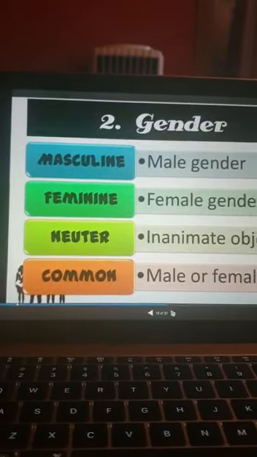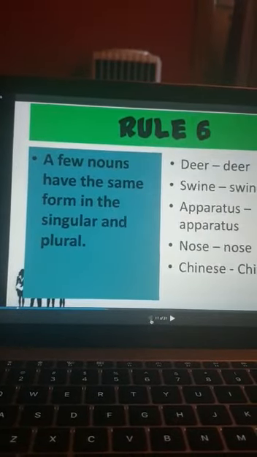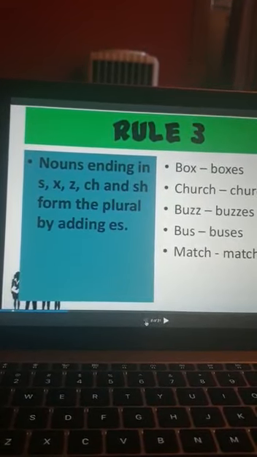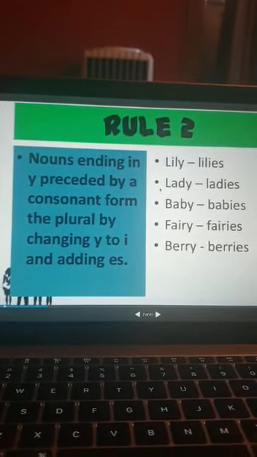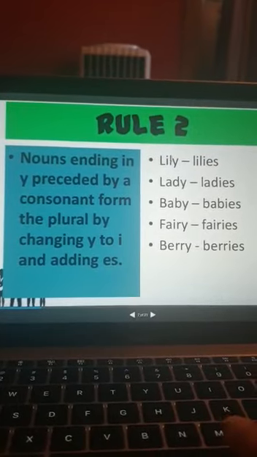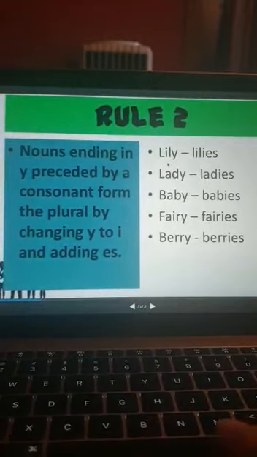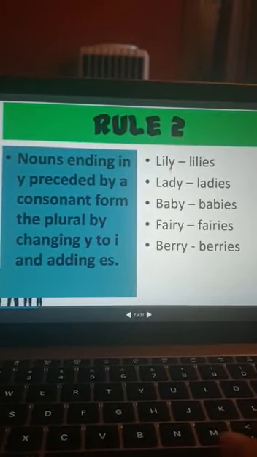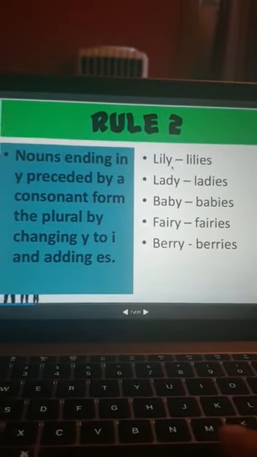So this was it, rules about singular and plural, how to change. Here I wanted to tell you something more. Yes, nouns ending in y preceded by a consonant. See, here we have a word ending with y, but before that y we have a consonant. But if we have a word ending with y, but before that we have a vowel, so what happens to that? We add s directly to that word.